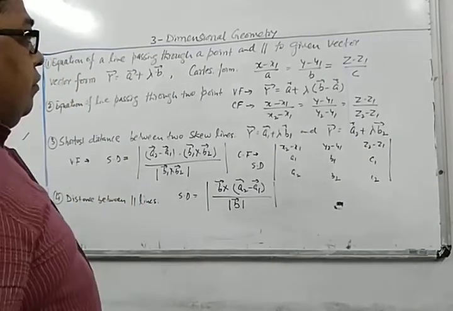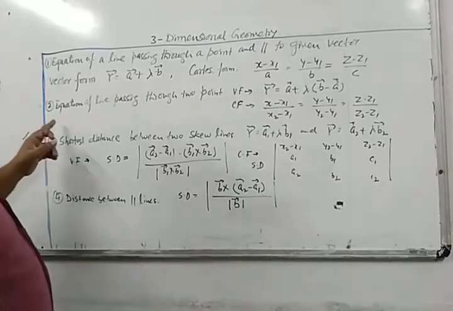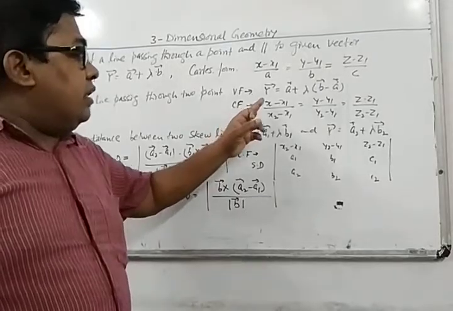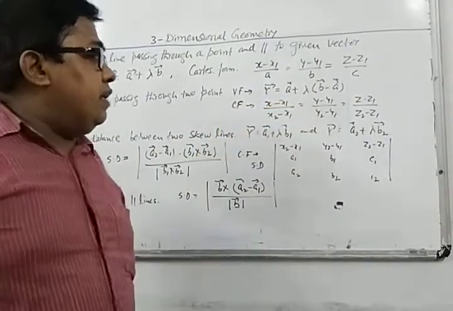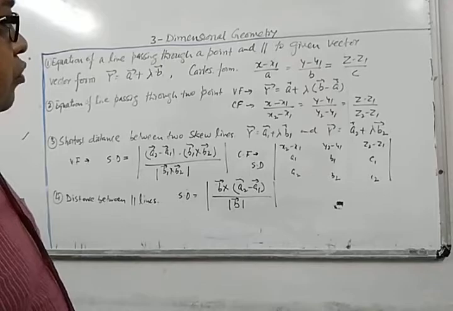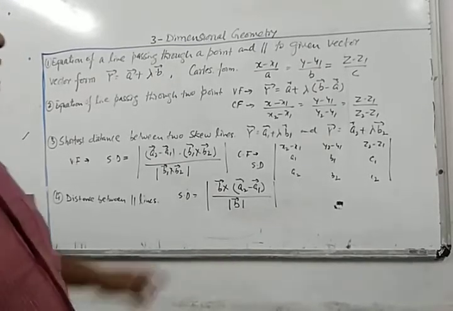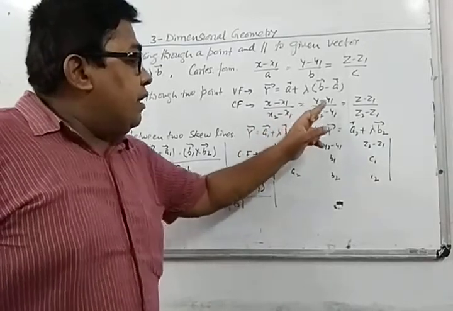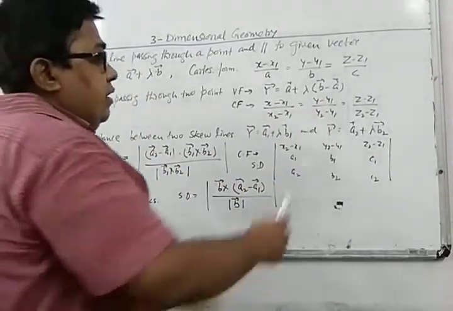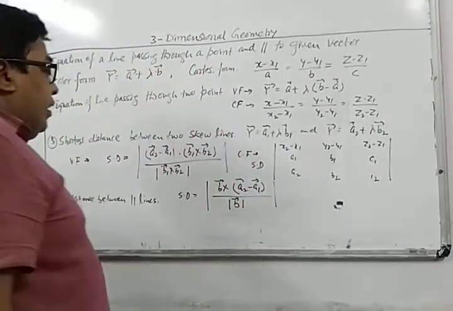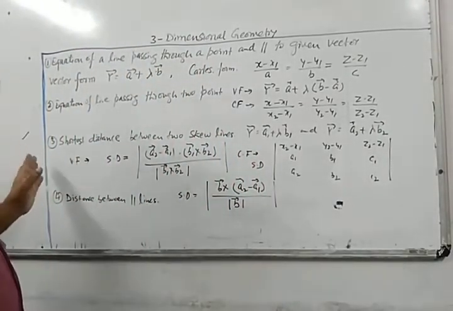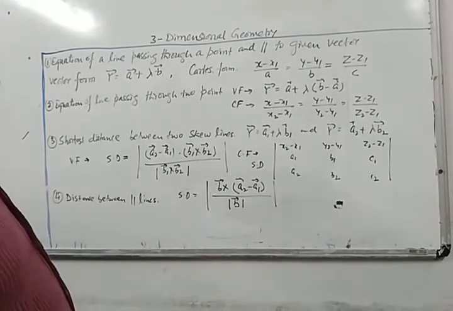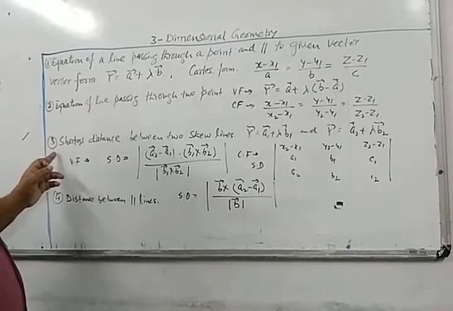We will see its direction cosine. Second, the equation of a line passing through two points: r = a + λ(b − a), where a and b are the points through which the line is passing. Its Cartesian form is (x − x1)/(x2 − x1) = (y − y1)/(y2 − y1) = (z − z1)/(z2 − z1). There is also the angle between two lines. And now the next is shortest distance.